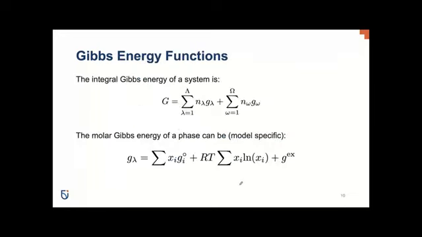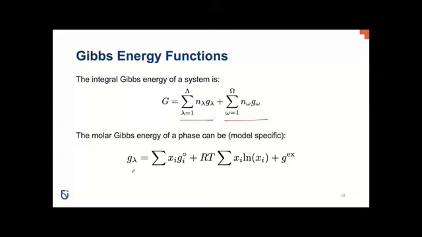The Gibbs energy function of the system can be partitioned using the equation given here, where the first term corresponds to solution phases, whereas the second term corresponds to stoichiometric phases. There's more than one way to represent the Gibbs energy of a system. This is simply one convenient way, by partitioning the stoichiometric phases from the solution phases, where the subscript lambda corresponds to the solution phase index.